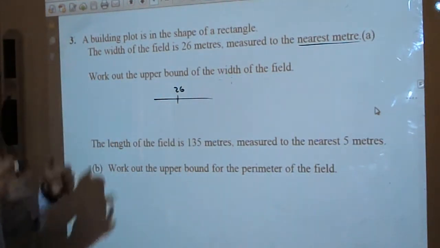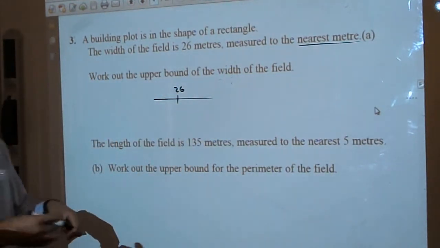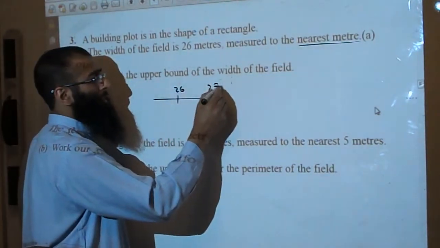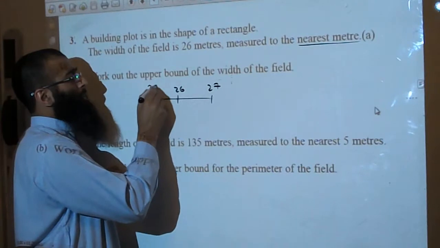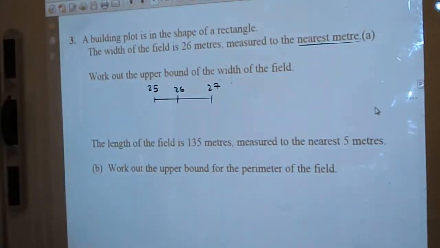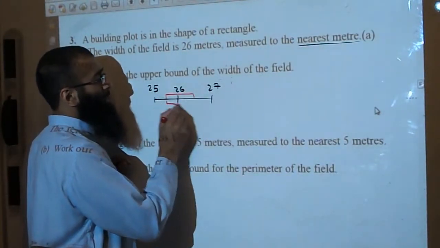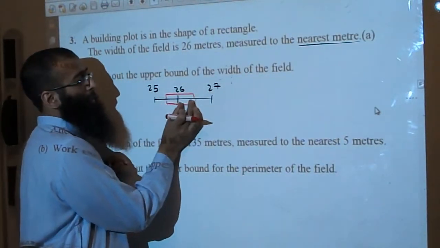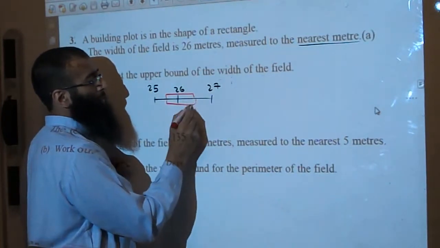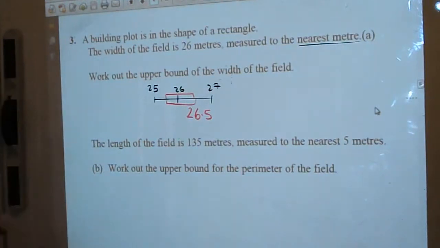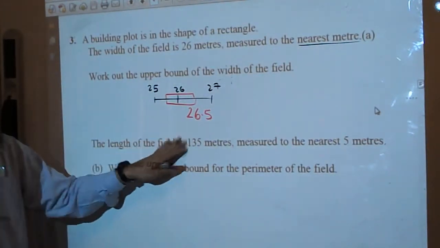So we're counting in whole numbers, isn't it? We look at that 26, and the next number is going to be 27, and the previous number is going to be 25. So if we want to work out the upper bound, to the nearest meter is 1 meter. Half a meter here and half a meter there. So halfway between these two is going to be what? 26.5.